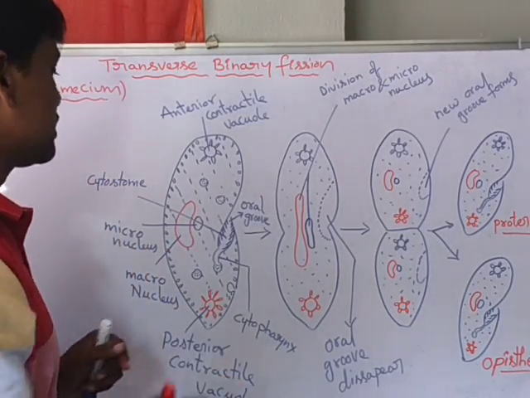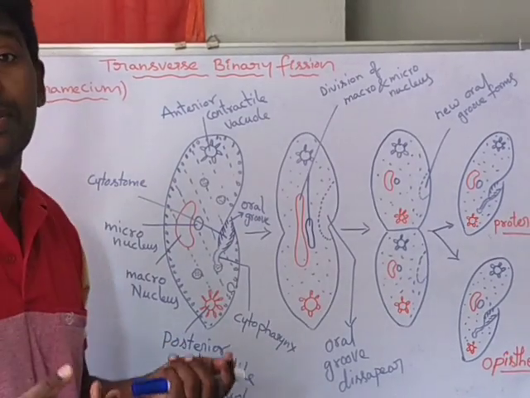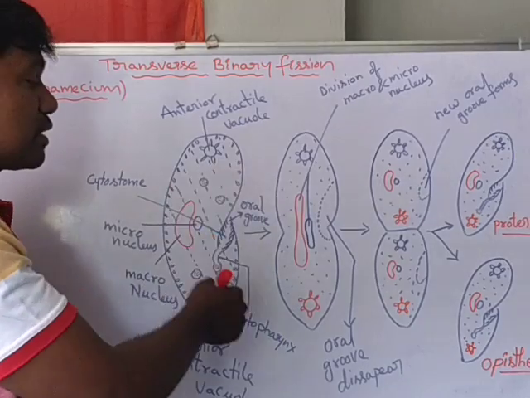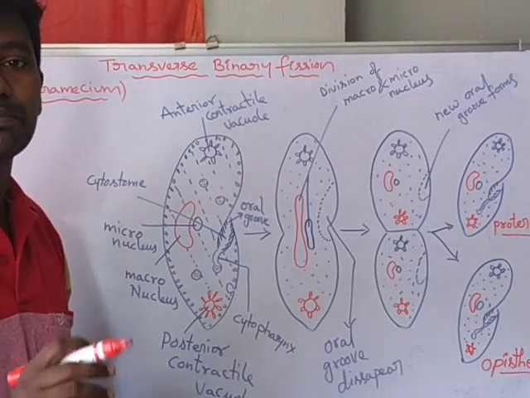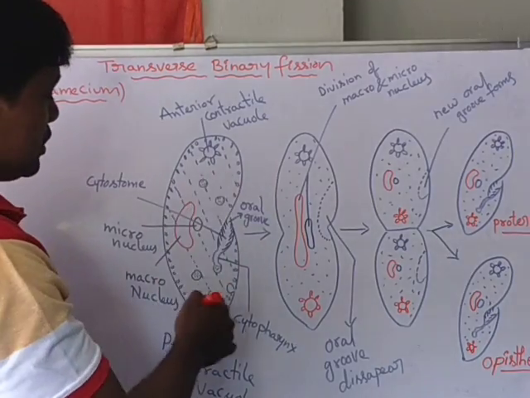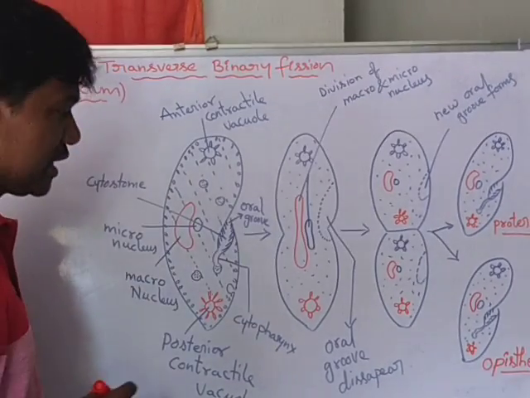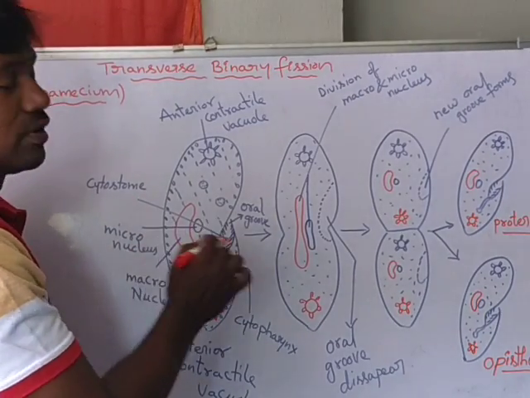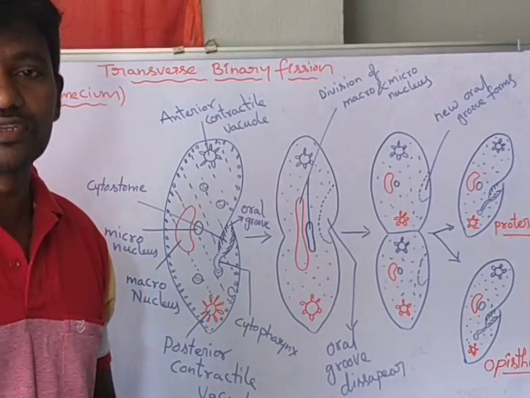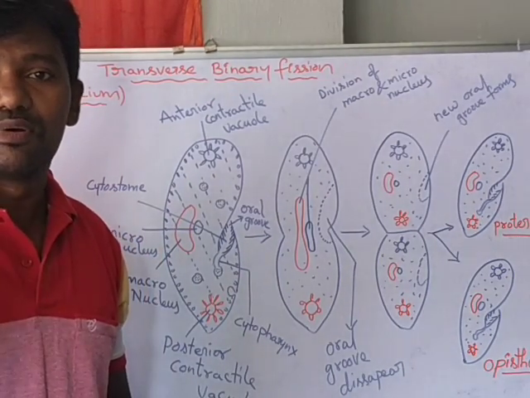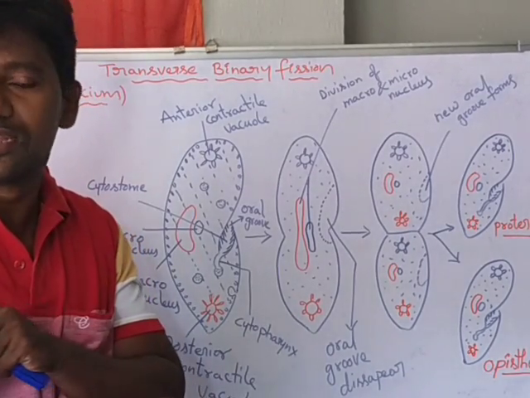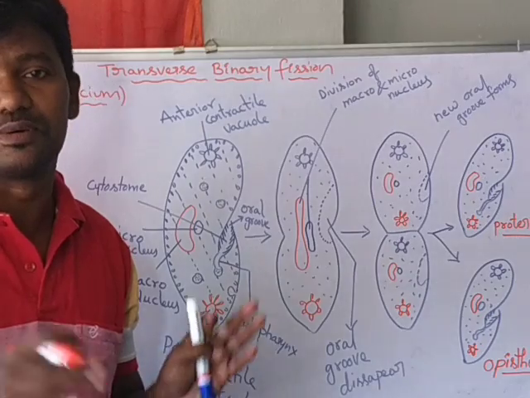Here we see the paramecium. Generally, the paramecium is called the slipper animalcule, because it looks like our slipper. This is the structure of the paramecium. Here the paramecium is involved in transverse binary fission. Transverse binary fission is one of the asexual reproduction methods. The chromosomes are not involved in this process.